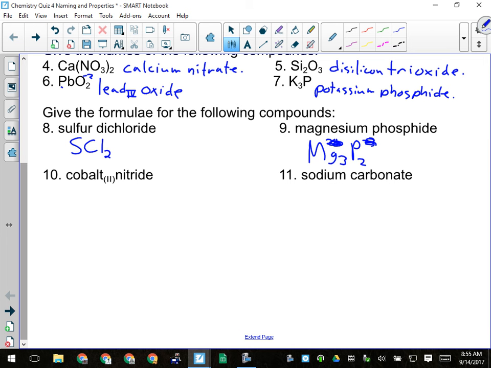Okay, and for number 10, we got cobalt-2 nitride. What does the Roman numeral mean? That its charge is 2+, right? So we got Co, 2+, nitride, -3, Co3N2.